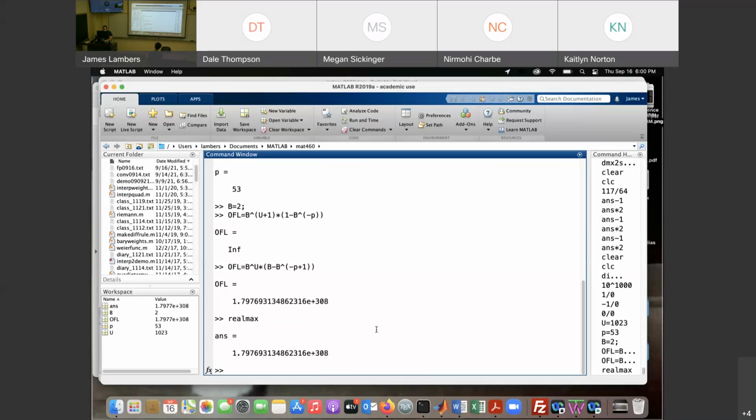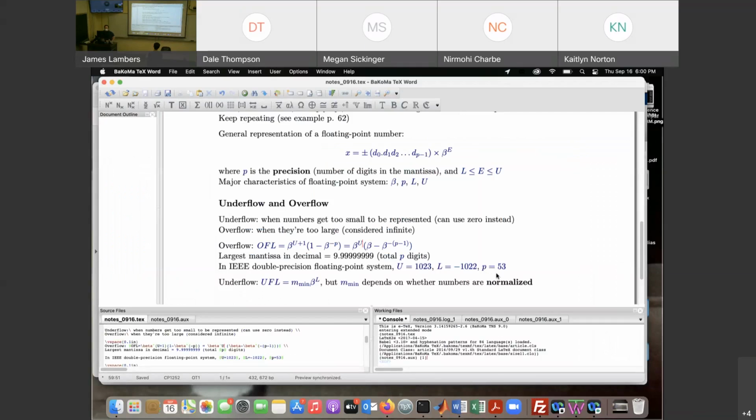So, questions about overflow? Single precision? So what happens is, in double precision you have 64 bits total. So one sign bit, 53, or actually 52 bits are for the mantissa, and that leaves 11 bits for the exponent. And I believe it's 8 bits for the exponent in single precision, and therefore 23 digits. So 24 is the precision in single precision.